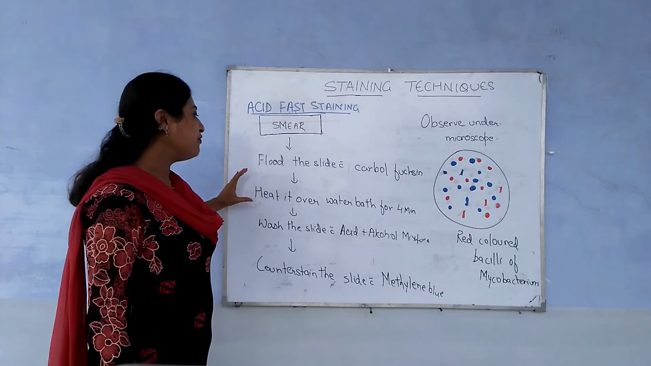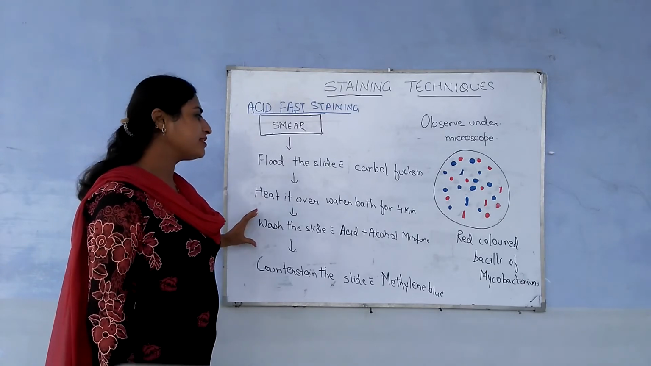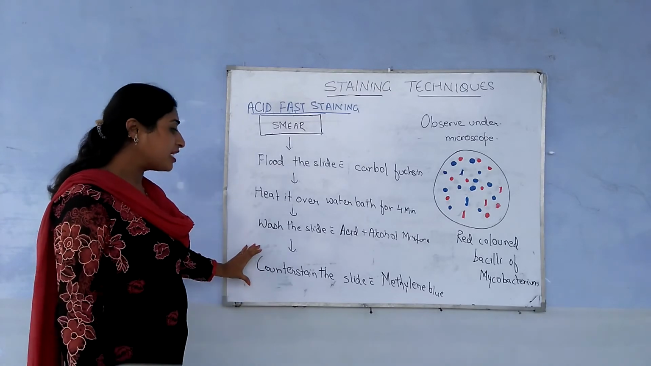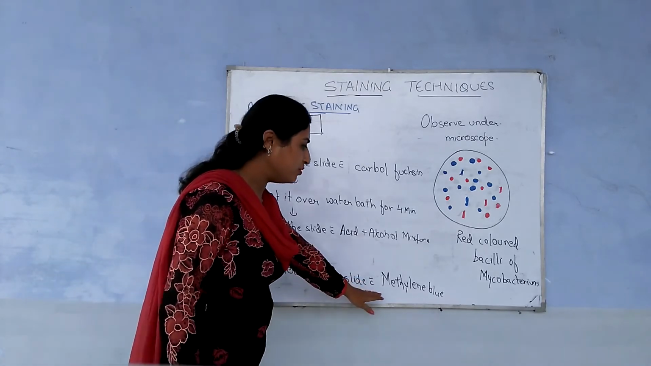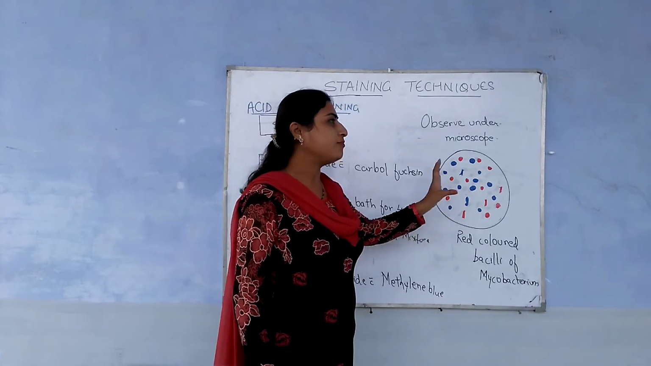Then we will heat the slide over a water bath for 4 minutes, and then we will wash the slide with an alcohol plus acid mixture. And the last step is we will counterstain the slide with methylene blue. At the end, we will observe red colored bacilli of Mycobacterium.